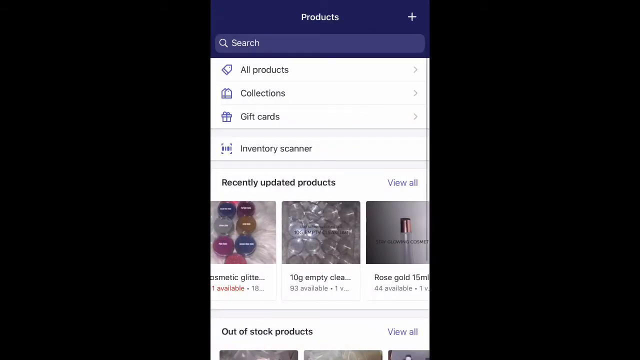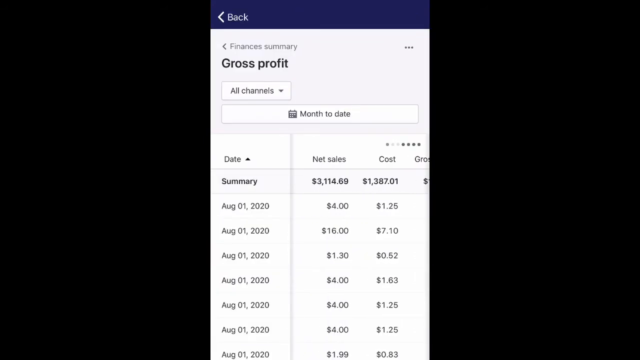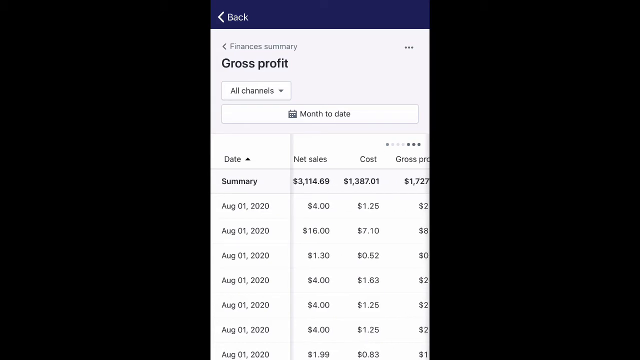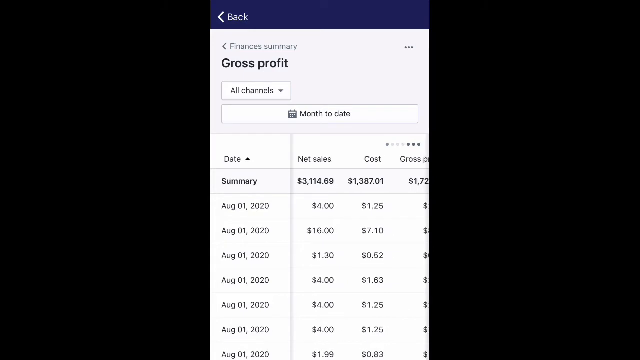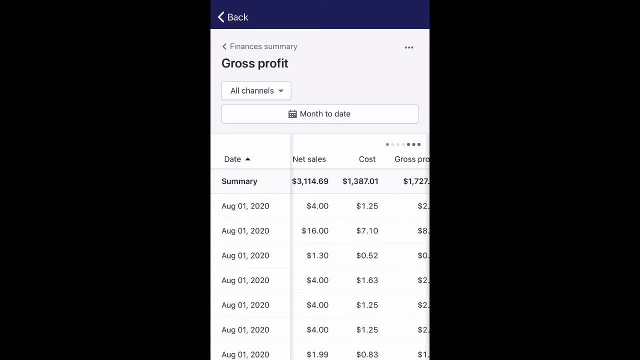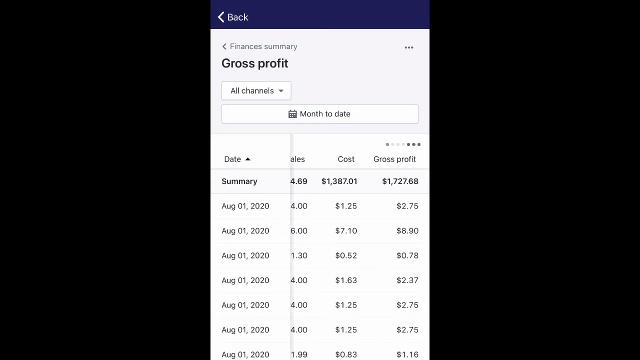So gross profit is extremely important. Let's go back. Gross profit, see, that's your net sales. That's everything that you get all together, correct? But then the cost. I put the cost per item for all of the products that I sell, because once again, that's very important and you need to use your resources. The cost for all the products that I sold were $1,300. So it goes from net sales minus the cost, and then my gross profit is $1,700.